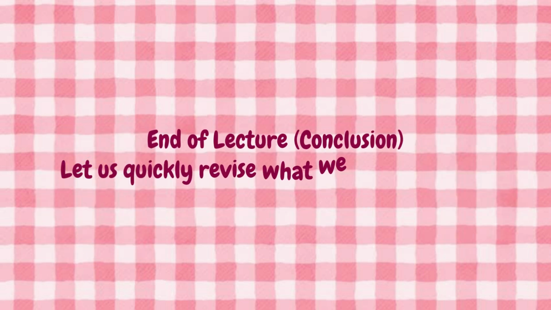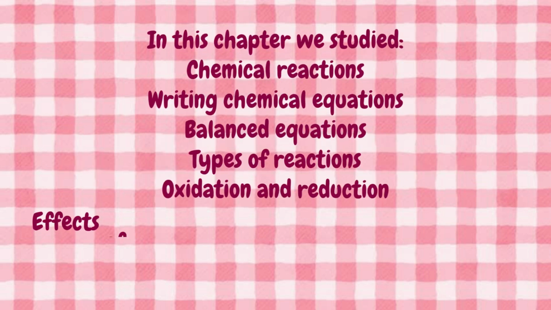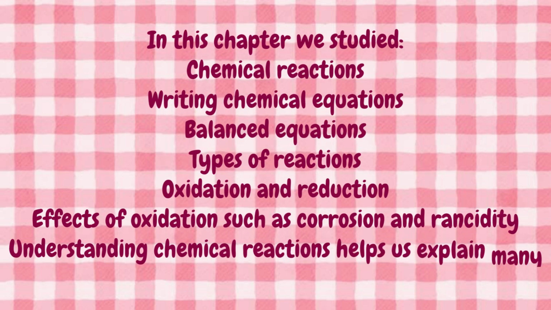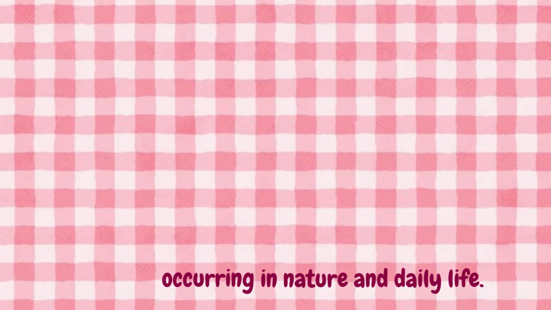End of lecture. Conclusion: let us quickly revise what we learned today. In this chapter we studied chemical reactions, writing chemical equations, balanced equations, types of reactions, oxidation and reduction, effects of oxidation such as corrosion and rancidity. Understanding chemical reactions helps us explain many processes occurring in nature and daily life.